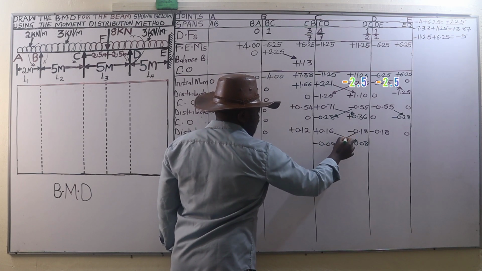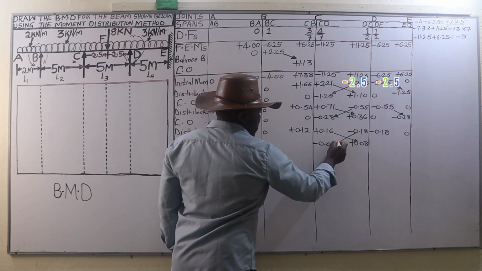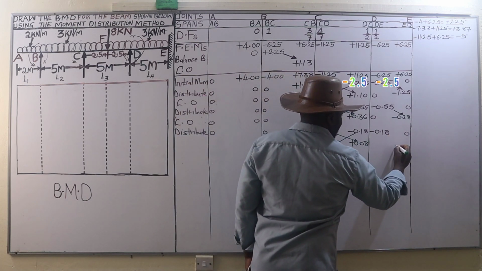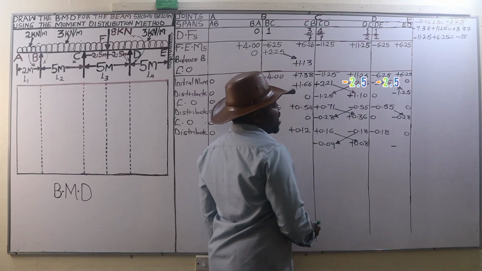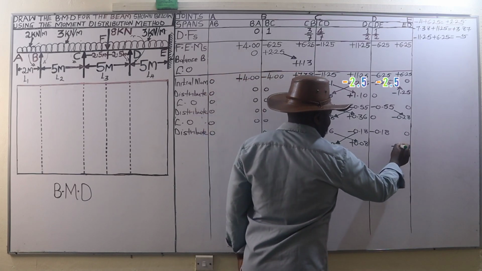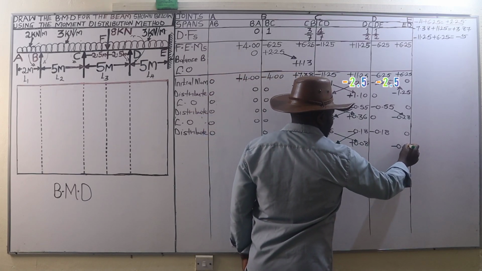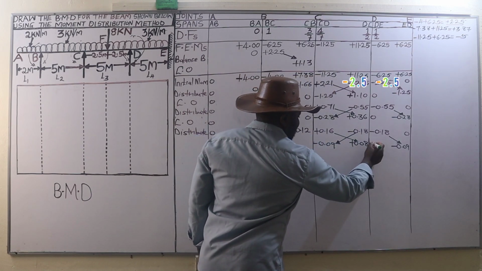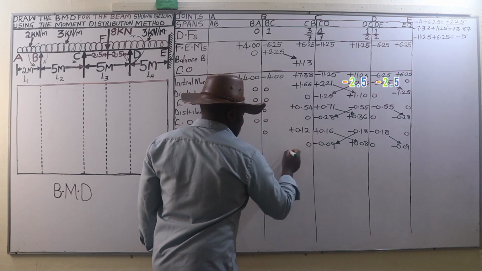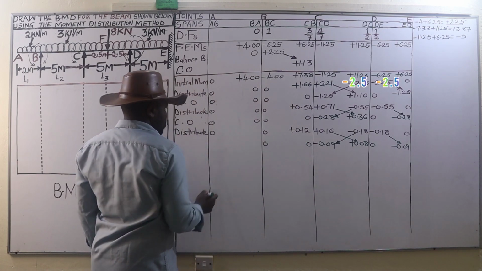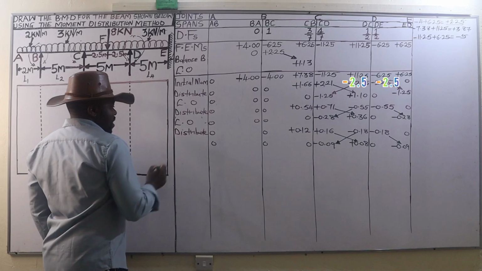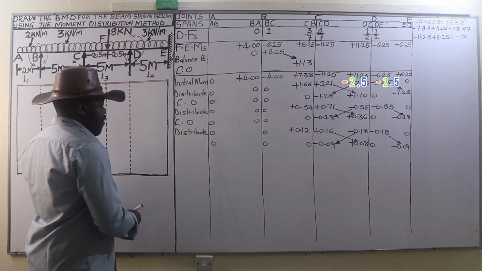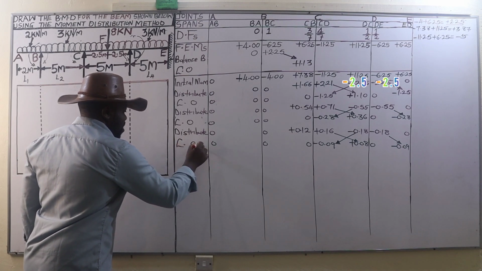So that is when we carry half of 0.18. We do the same on this side. We carry half of negative 0.18 to joint E, and that's going to be negative 0.09. So that's what we got. Then the others, we input zeros. So that is the part of carry over.